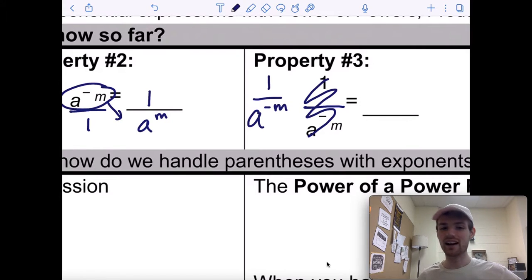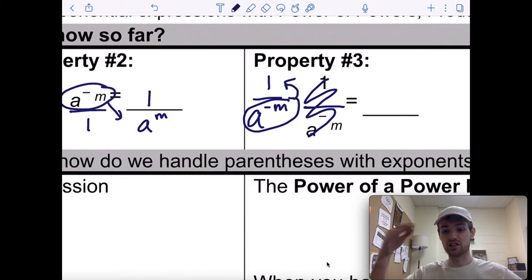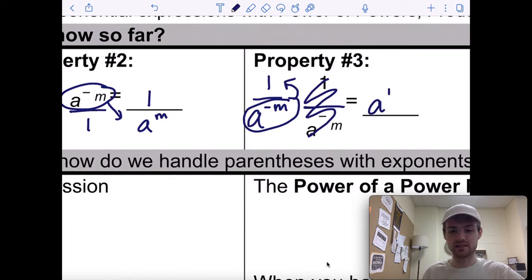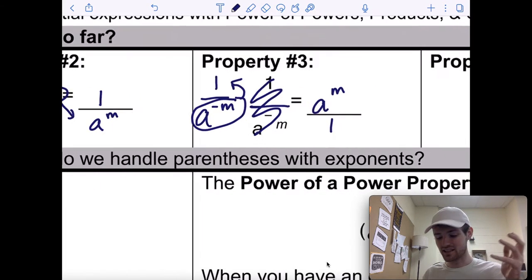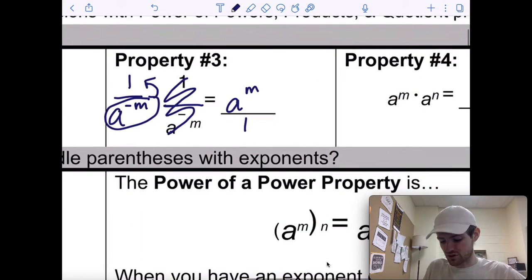The same idea though. Because we have a negative exponent, we want to switch sides. That action of switching sides makes the negative exponent a positive exponent. So here we would write a to the m power over 1, but when we simplify this, that would just reduce to simply a to the power of m.